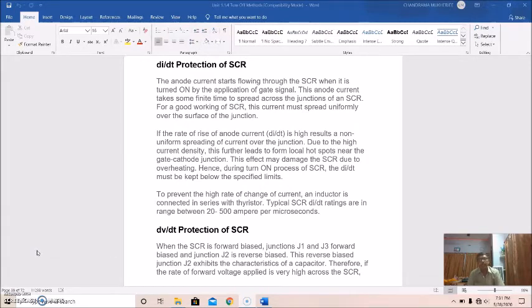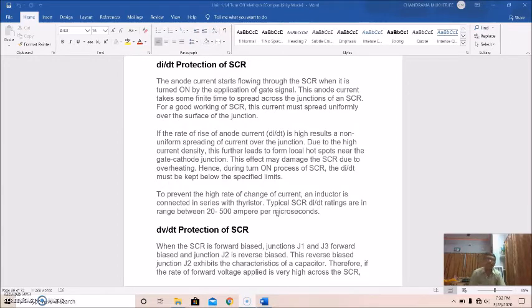This anode current takes some finite time to spread across the junction of the SCR. For good working of the SCR, this current must spread uniformly over the surface of the junction. If the rate of rise of this anode current, that is DIDT, is high, it results in non-uniform spreading of current over the junctions. Because if the rate of rise is high, it cannot spread out uniformly across the junctions and along the junctions.